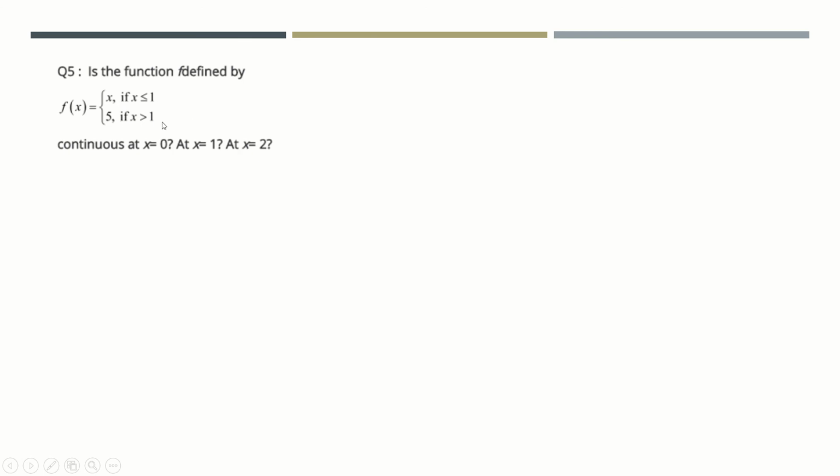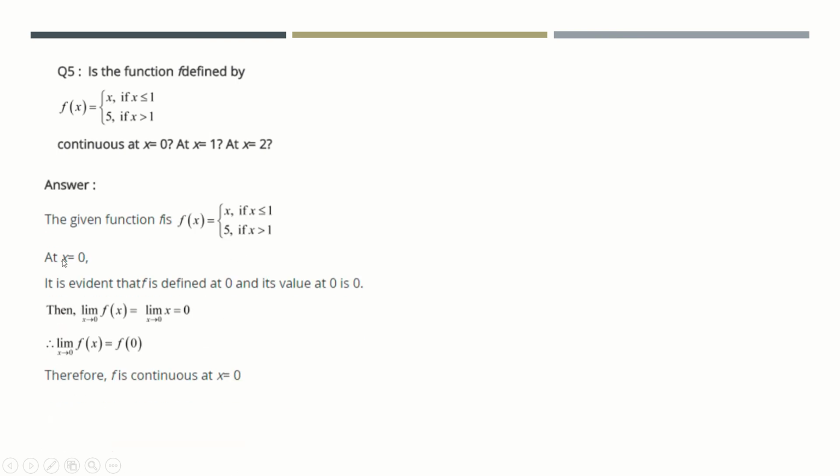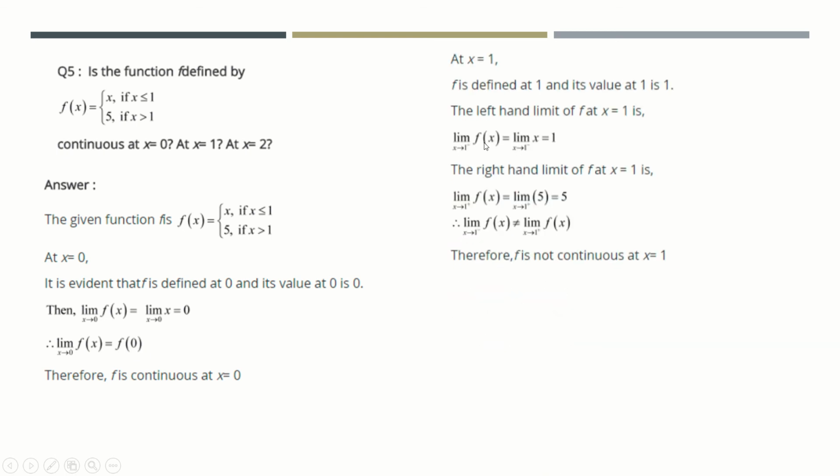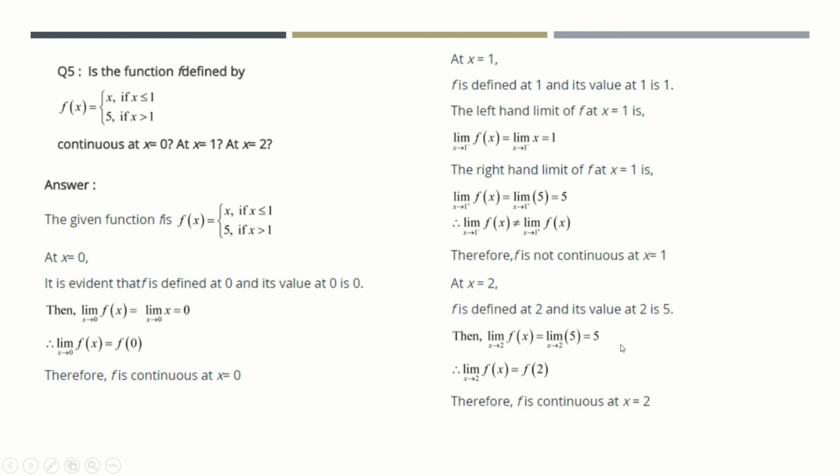So we are not in a condition to use negative and positive, because there is only one function. For 0 only one function x, at x equal to 1 only one function x, at x is equal to 2 it is only 5. So the given function is f of x is equal to x. For 0 I will take the function as x, so the answer is 0 and 0, so the function is continuous. At x is equal to 1 also it is continuous, because at x is equal to 1 I have two intervals, so left hand limit, right hand limit I am using. Then at x is equal to 2 only one function 5, so therefore the function is continuous.